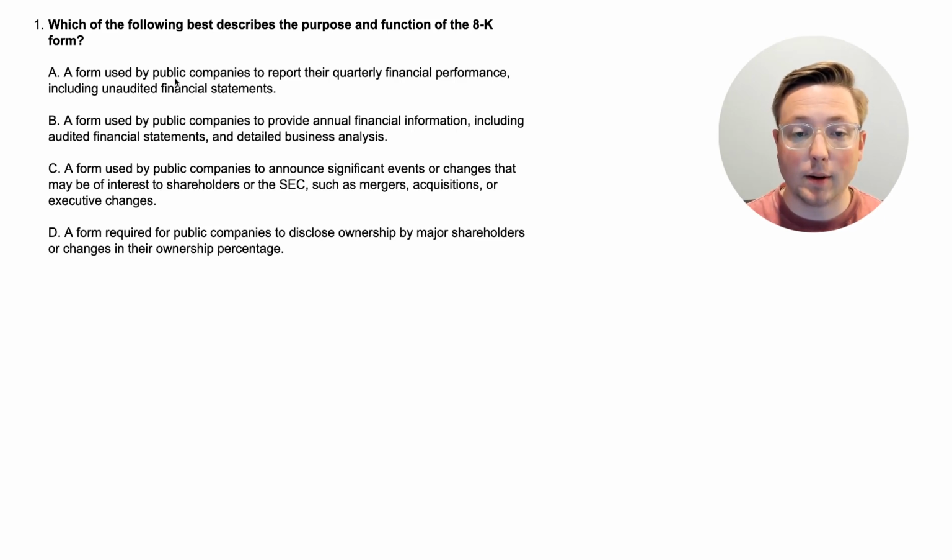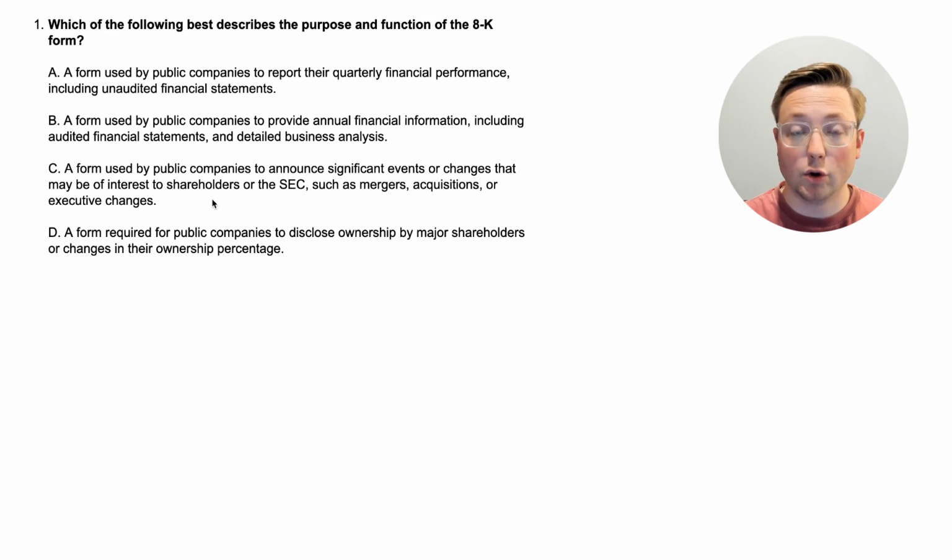A, a form used by public companies to report their quarterly financial performance, including unaudited financial statements. B, a form used by public companies to provide annual financial information, including audited financial statements and detailed business analysis. C, a form used by public companies to announce significant events or changes that may be of interest to shareholders or the SEC, such as mergers, acquisitions, or executive changes. And last, D, a form required for public companies to disclose ownership by major shareholders or changes in their ownership percentage.